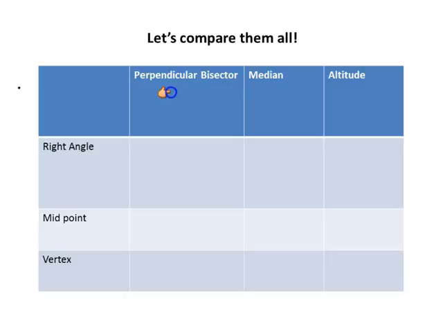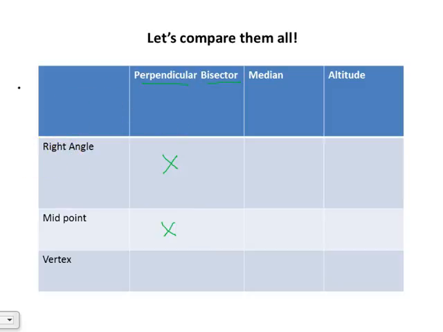So let's start with the perpendicular bisector. When we are talking about perpendicular bisectors, does it have to intersect at a right angle? It does. There's that word perpendicular, which means right angle. Does it have to intersect at a midpoint? Well, there's the other word, bisector, in the name of the segment. Bisector means cuts into 2 equal parts, which is what a midpoint does. So a perpendicular bisector has to have a right angle and it has to intersect at the midpoint. Those are the 2 conditions it has to satisfy.